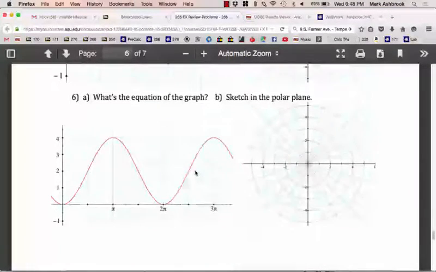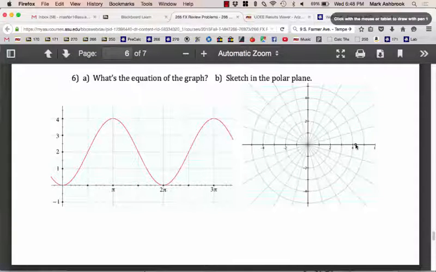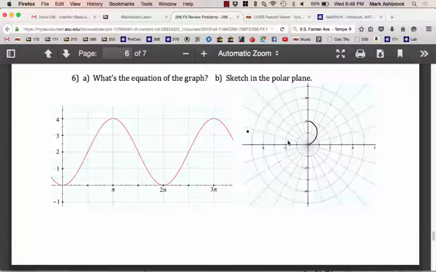So number 6 is a very attainable one. You should be able to graph this one on your own. I'll do it fast. So number 6 starts at 0 and goes out to 2. And then continues to increase to 4 at pi. And then back to 2 at 3 pi over 2. And then back to 0 at 2 pi.